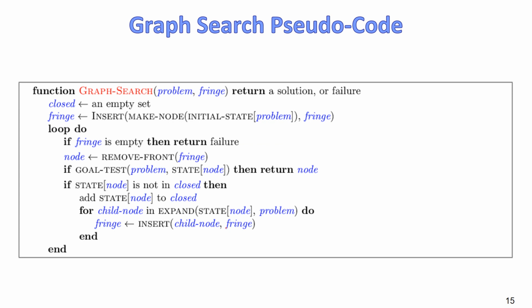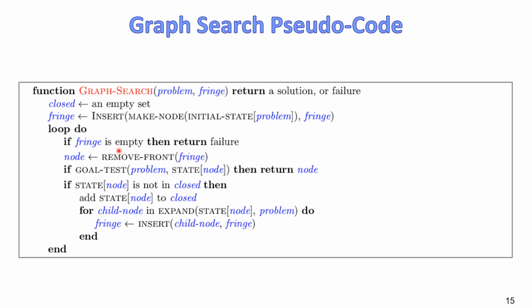Okay, now here is the algorithm. As I said, it is basically the tree search algorithm plus this trick of the closed set. The closed set is initially, of course, an empty set. Then, when we get one node from the fringe, after checking whether we reach the goal state or not, we check if it's not in the closed set. If it's not in the closed set, that means that it was not expanded before, then we add it to the closed set and we expand it. If it was in the closed set, we will skip these steps, and that means that we'll go back and get a new node from the fringe if the fringe is not empty.